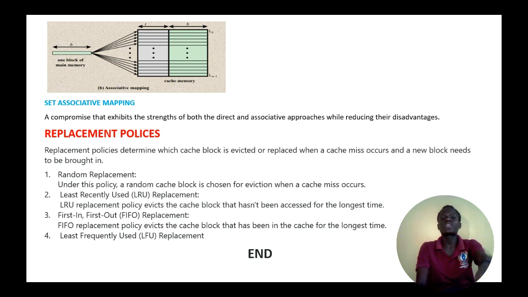This diagram shows us associative mapping, how it is done. Any block from the main memory is mapped to any location or to any block in the cache memory.